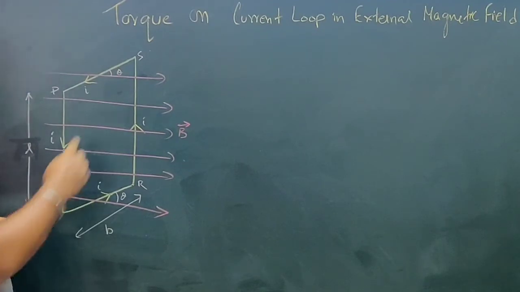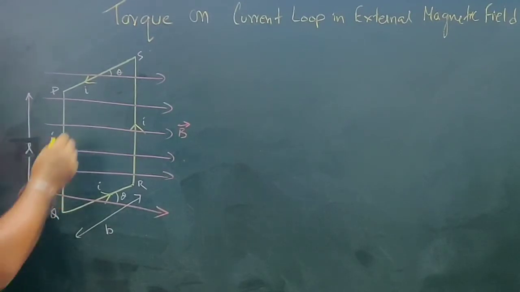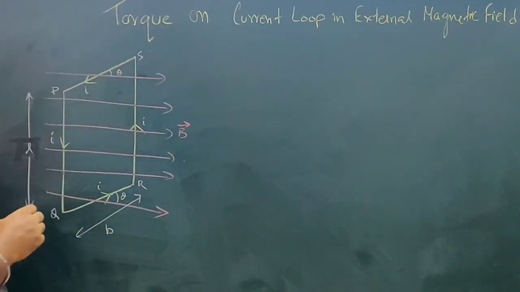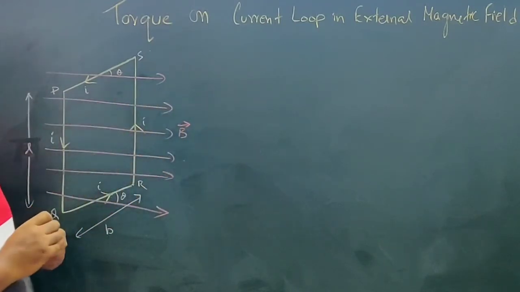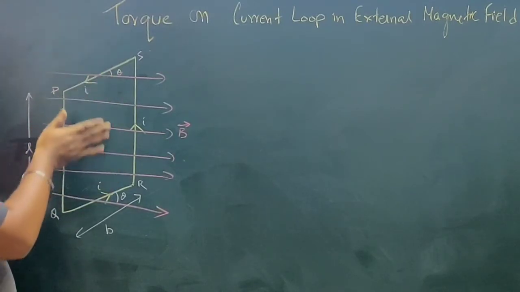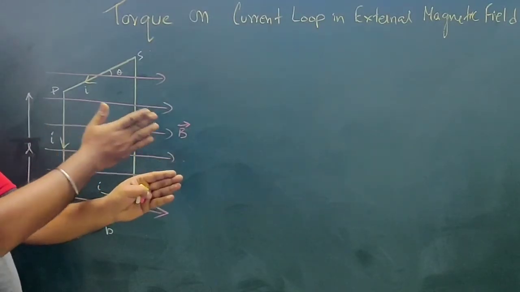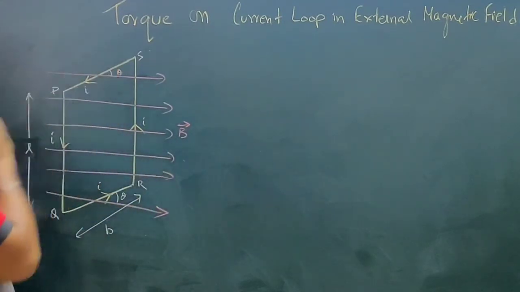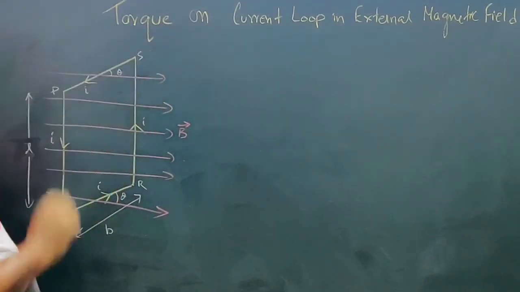Now this yellow color coil carries current I. When we are observing from this side, the current is flowing in anti-clockwise direction. The magnetic field is drawn on the plane of the board, and the plane of the coil makes an angle theta with the direction of the magnetic field. So the magnetic field is like this, the plane of the coil is like this. Now we have to calculate the expression for torque.